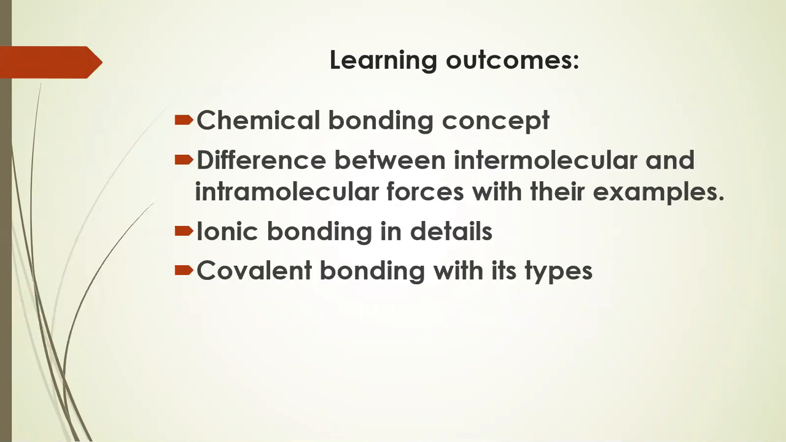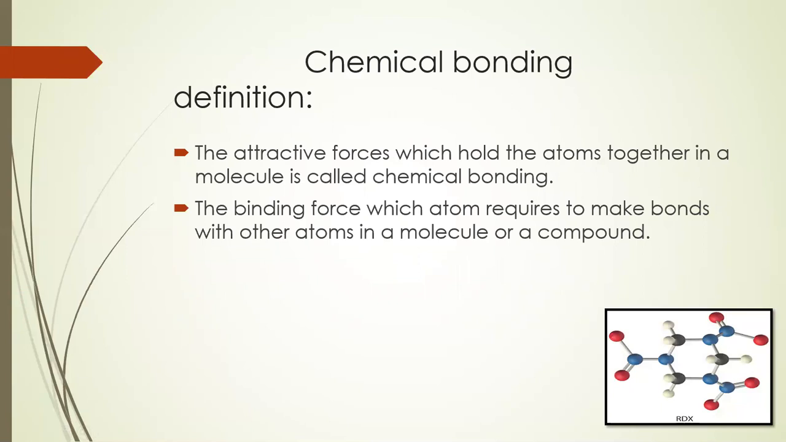These are the learning outcomes, which I am sure you will be able to understand, and learn all of the concepts that I have written. First is the chemical bonding concept. Number 2, you will be able to understand the difference between the intermolecular and the intramolecular with their examples. You will be understanding ionic bonding in detail, and you will be learning about covalent bonding together with its types and its formation and the properties of the chemical compounds.